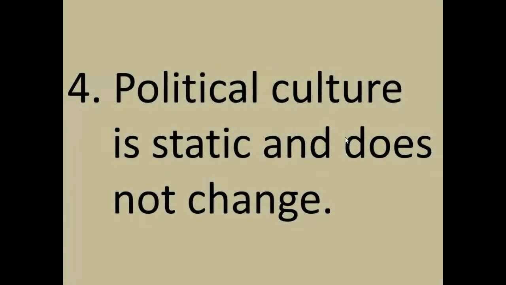Political culture is static and does not change. False? Good. It's dynamic.